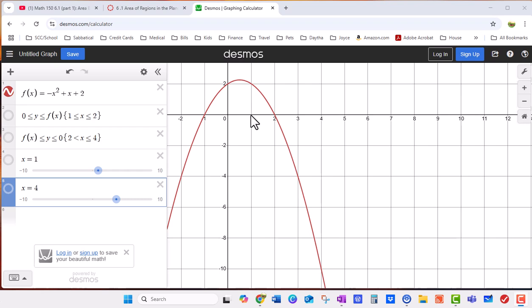And to show you where the shading is going to be between 1 and 4, you don't have to worry about ever doing these in Desmos, but I'm going to put these in so you can see what we're talking about. Between 1 and 2, the graph is above the x-axis, so it would have a positive area. And between 2 and 4, it's below the x-axis. So this green part here would have a negative area.